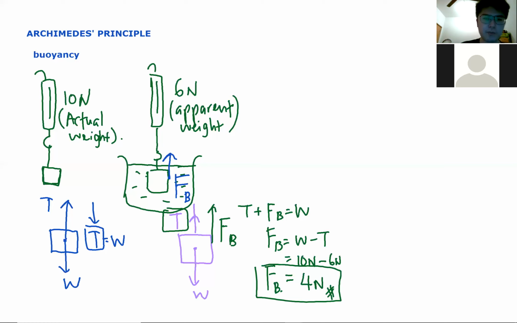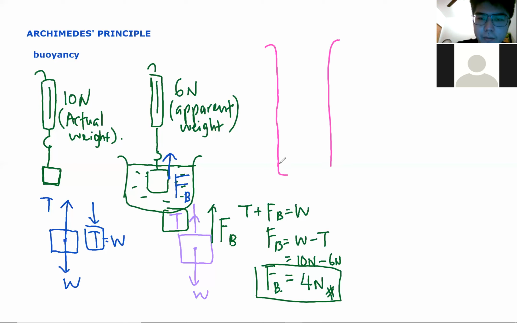So where does the buoyant force come from? Now let's understand the physics behind the buoyant force. Let me draw a simple diagram here. Now let's say I have a container. Okay, a very long container like this, and the container is filled.